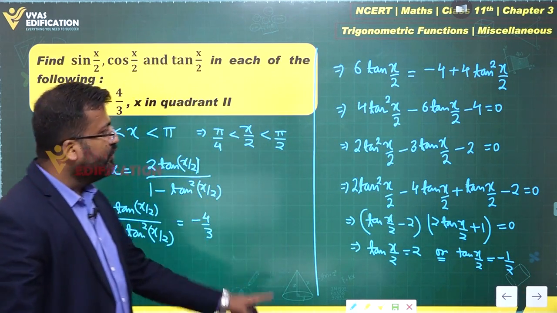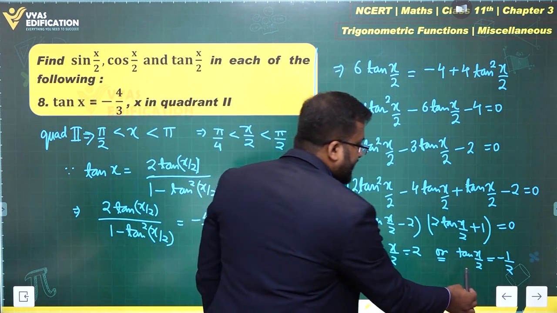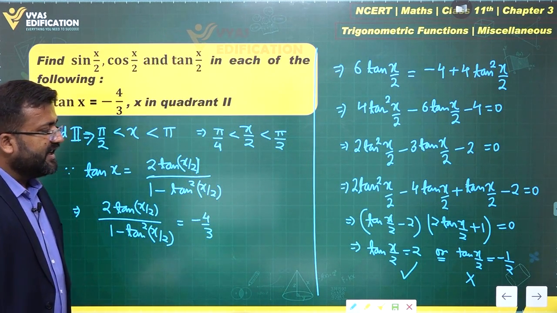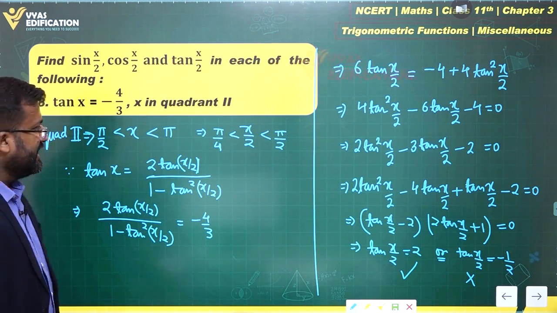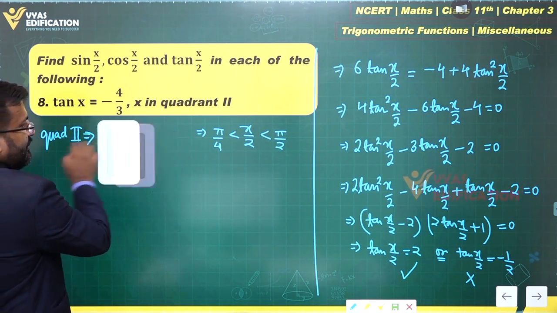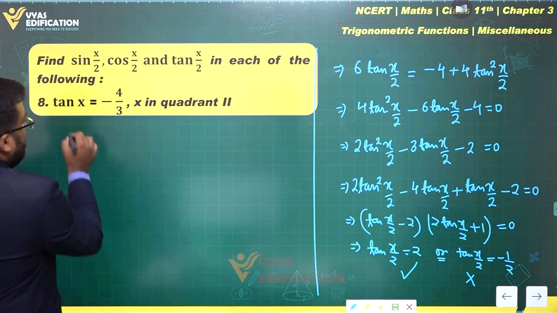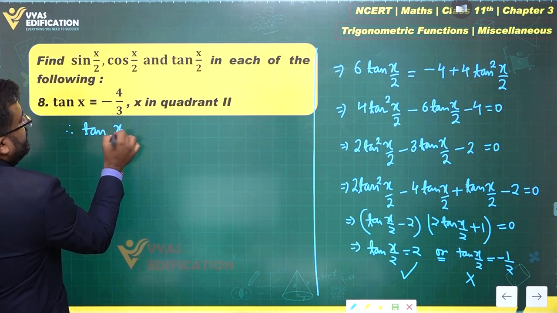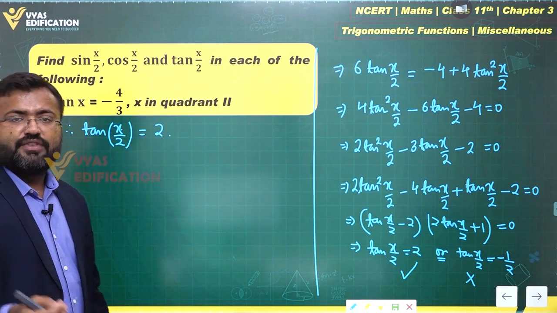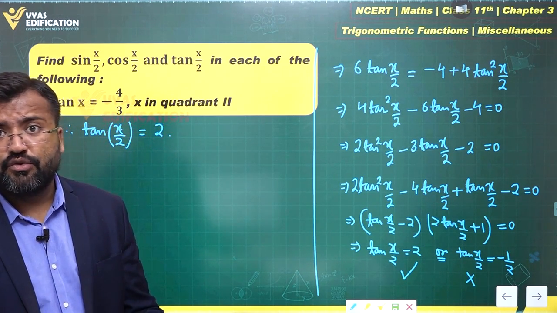Now mind you, we already remember that x/2 lies in the first quadrant. Since it lies in the first quadrant, the negative value will not be accepted, but this positive value will be accepted. And we reach tan(x/2) is equal to 2. Let me get rid of all of this, except for the fact that x/2 lies in the first quadrant. So therefore, tan(x/2) is equal to 2. That's the first thing. After this, you can simply draw a triangle, and you can find sin(x/2), cos(x/2) very easily.